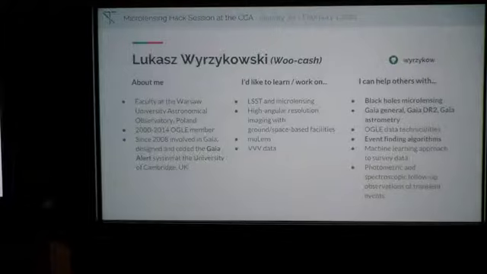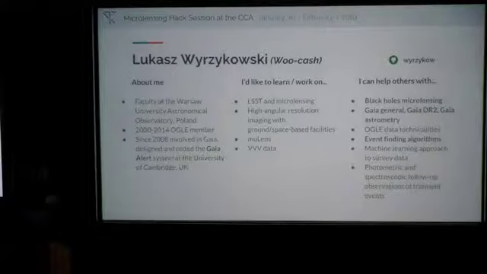Hello, I'm Łukasz Wyrzykowski. I'm a faculty member at Warsaw University Astronomical Observatory. I have worked on microlensing since 2000, and since 2008 I'm involved in Gaia. This is primarily my main topic now, so I can help with Gaia in general, Gaia DR2, Gaia astrometry, Gaia alerts in particular. What I would like to learn is LSST, microlensing, high angular resolution imaging from the ground and space, the MuLens and all the other new codes.